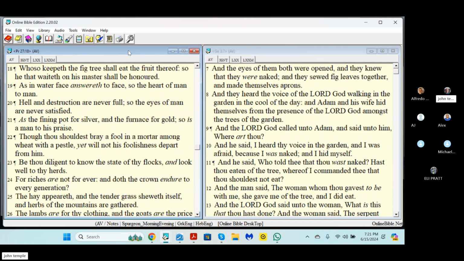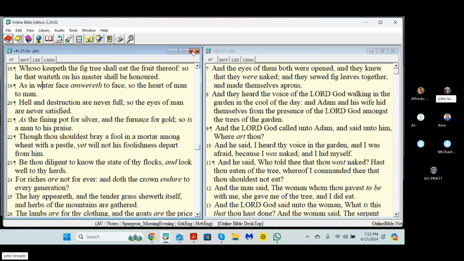And then Proverbs 27:18. Whoso keepeth the fig tree shall eat the fruit thereof, so he that waiteth on his master shall be honored. There you go. Listen to him. And the first time it's mentioned, already in paradise, a fig is presupposed as the only tree mentioned by name.